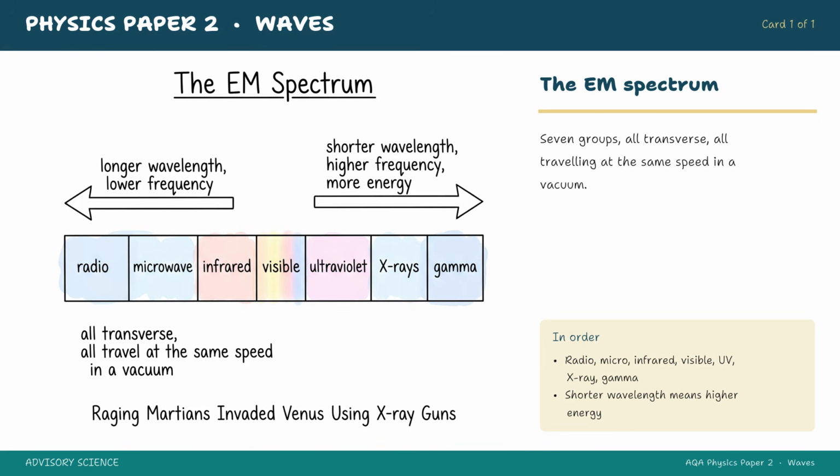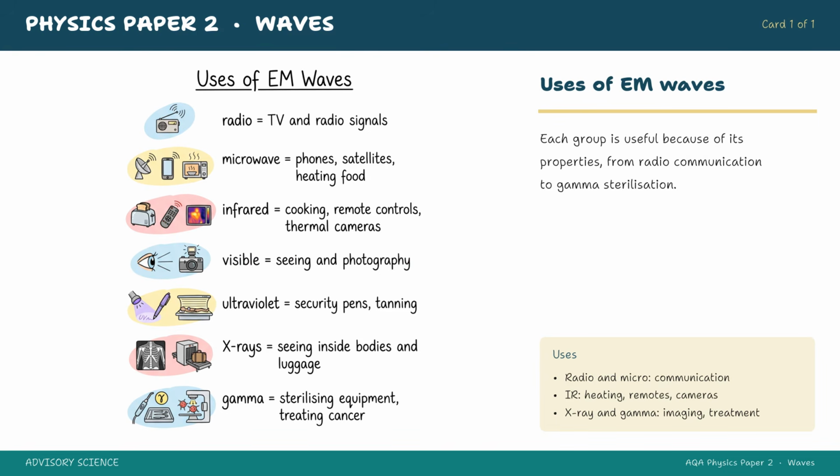Uses of electromagnetic waves. Radio waves carry television and radio. Microwaves do mobile phones, satellite signals, and heating food. Infrared for cooking, remote controls, and thermal cameras. Visible light is for seeing and photography. Ultraviolet is for security marker pens and tanning. X-rays see inside bodies and luggage. And finally, gamma rays sterilize equipment and treat cancer.